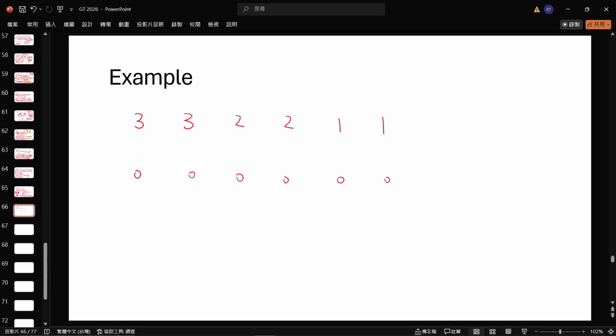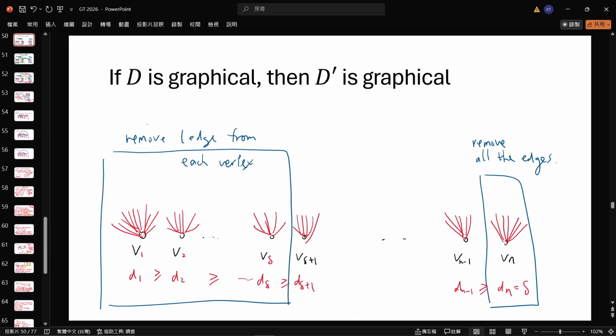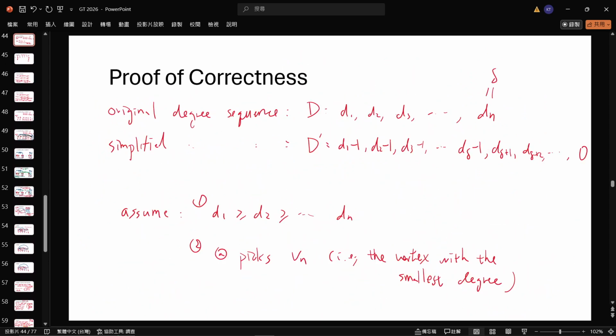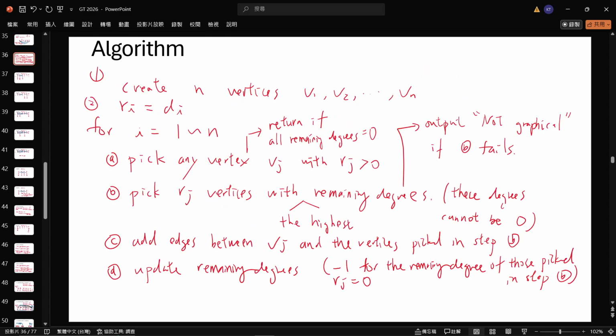So we start by creating 6 vertices, and we have their remaining degrees. Okay. In the previous algorithm, there's only one place where we can further modify it. Okay. That is in step A. In the previous algorithm, we can pick any vertex as this Vj. Okay.